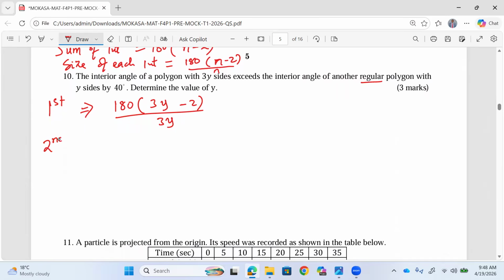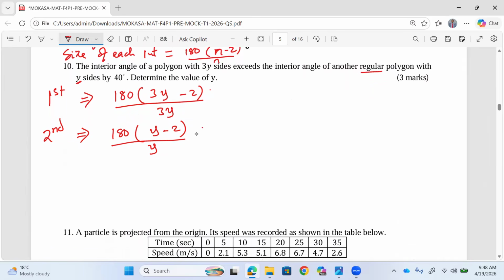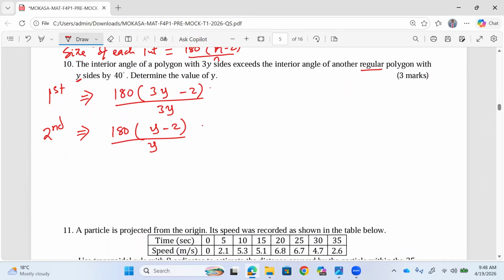Then the second one shall be 180 into y minus 2, out of y sides, where y is the value of n. So we have the size of each, and now we're being told this one exceeds this one by 40. So the first one minus the second one, we should get 40.